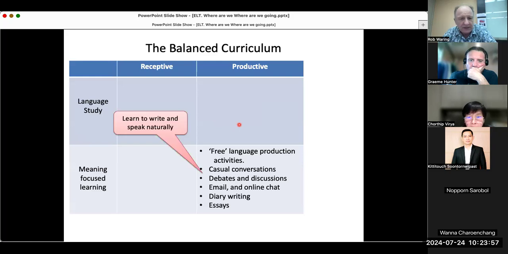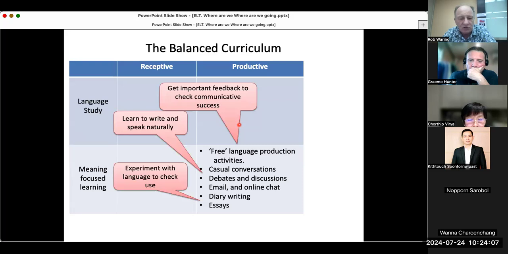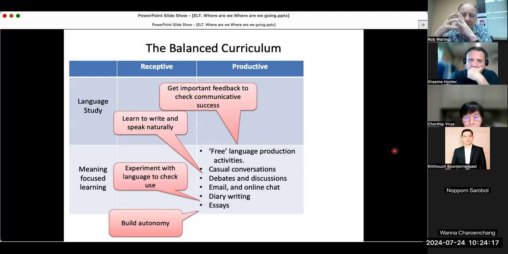Bottom right is, again, learning to write and speak naturally. It gives you the opportunity to get feedback on your communication success. It allows you to experiment with your language use and also build autonomy. So all of these things together will largely give us a framework within which our classes can be constructed.